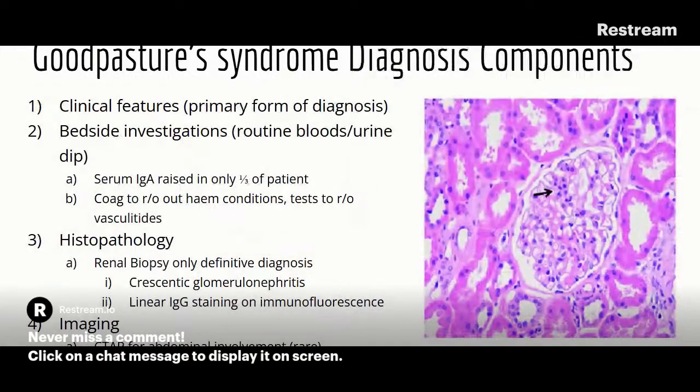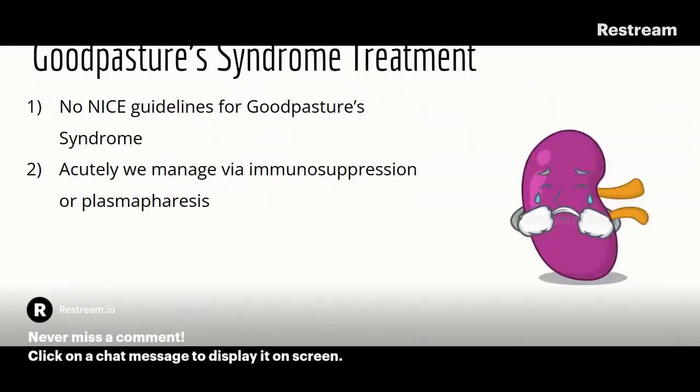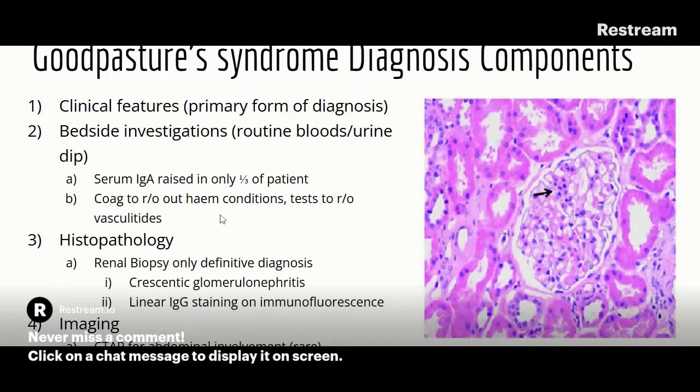Diagnosis components. I've made a slight error on that slide here. Shouldn't be talking about IgA here, but you're going to do the same features. It's going to be primarily clinically driven. You're going to do an anti-GBM blood test. That is going to be a very good tool that you can use to identify. So anti-GBM, anti-glomerular basement membrane, tells you essentially your type 4 collagen is being attacked, which is why your lungs and your kidney are being affected.